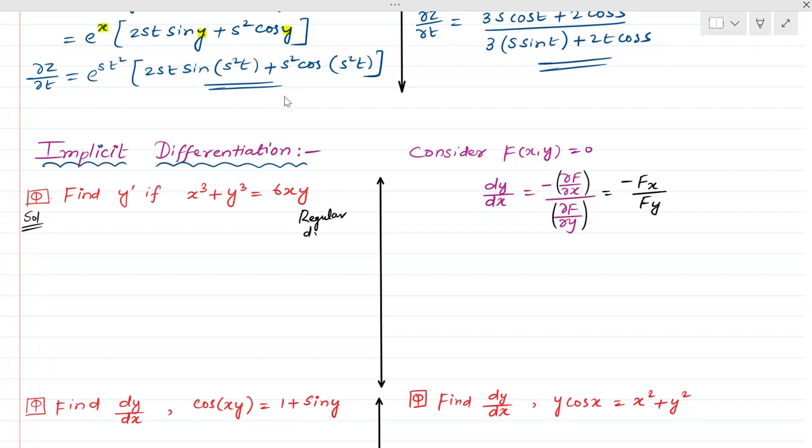Regular calculus one differentiation. How will you do this? I bring everything here. So what is the differentiation with respect to x? It is 3x square plus 3y square y prime. When you differentiate y, it is y prime, dy over dx, because y is a function of x. And here is the product rule.